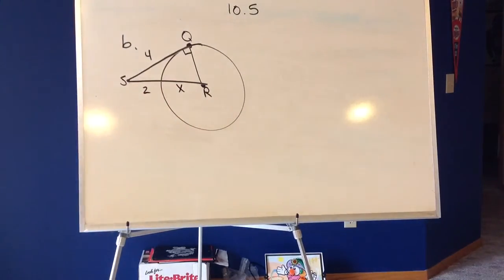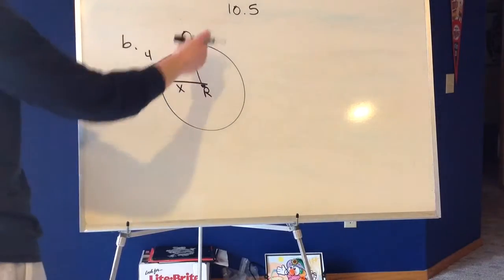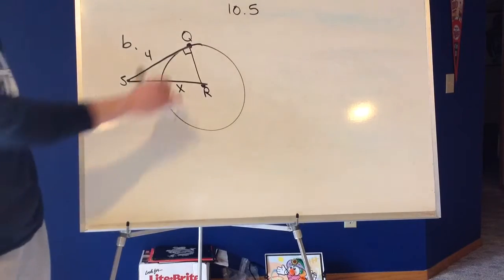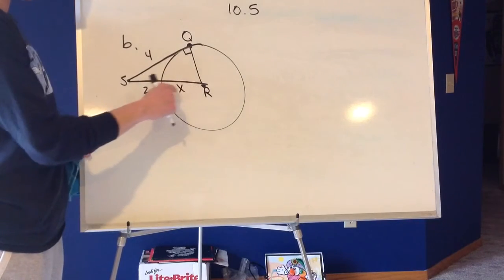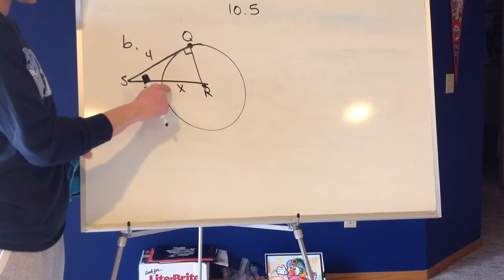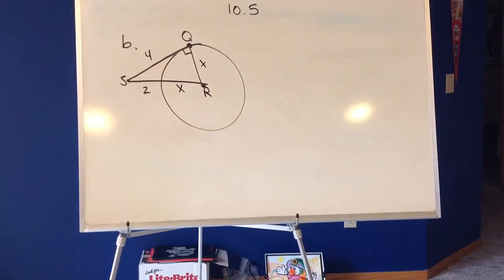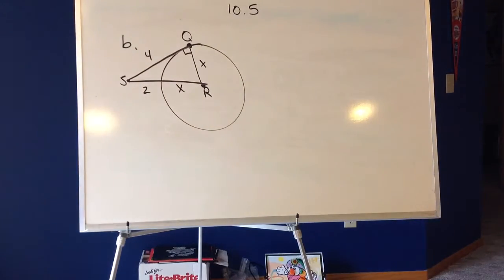Now, what you'll notice is you actually don't have the other piece here. You don't have QR, but you do. You just have to look for it. You have to look for another radius because QR is a radius. Another radius I have is this piece right here. So if this one is x, that means this one has to be x because all radii have the same length. So we are still going to do the Pythagorean theorem.